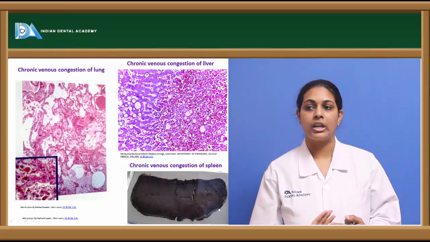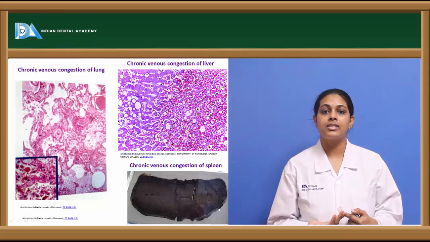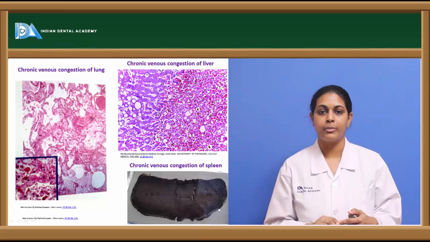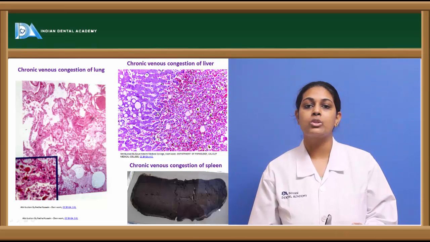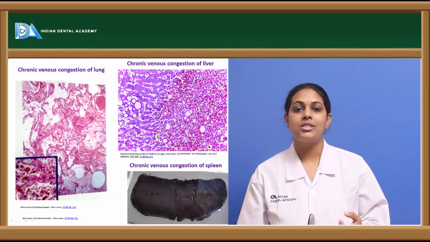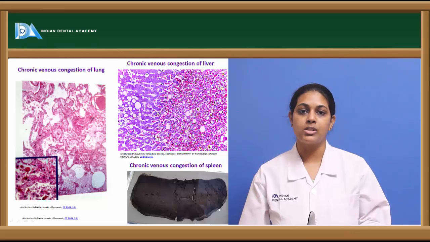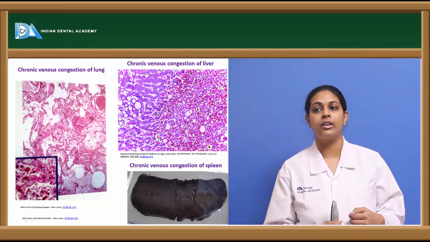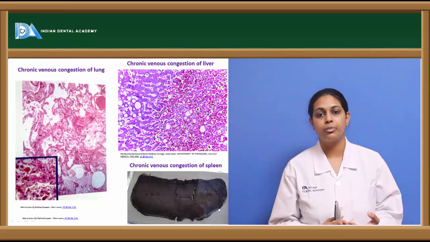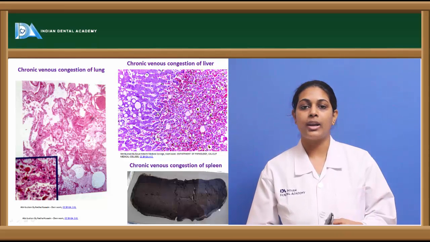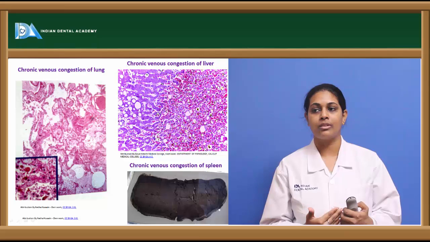Coming to CVC of kidney, grossly we see that the kidney is enlarged as well as there is congestion of the medulla. Along with that, microscopically we see numerous degenerative changes within the tubules as well as within the glomeruli of the kidney. As the condition progresses, we see cloudy swelling and fatty changes undergoing within the kidney.